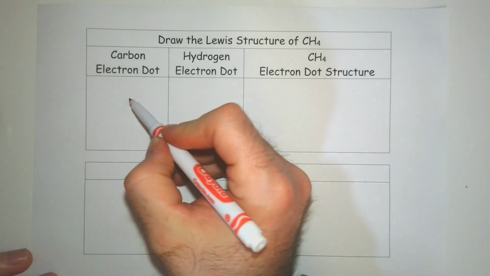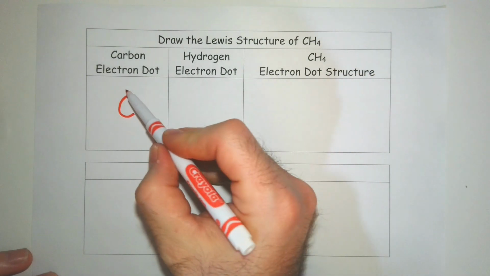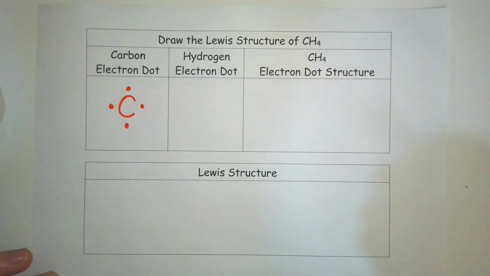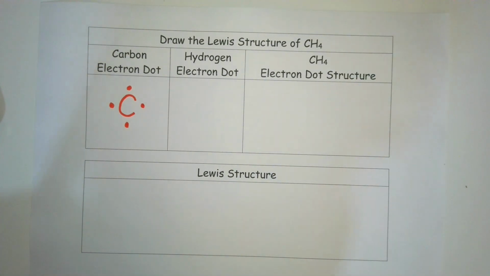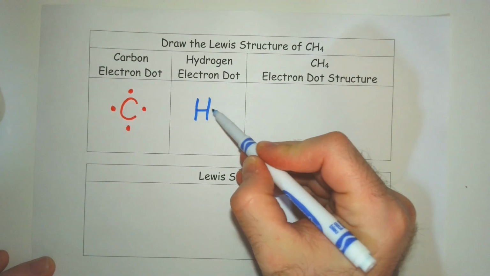Since carbon is a group 14 element, it is going to have 4 valence electrons. And so I'm going to go ahead and draw the electron dot notation. And remember that valence electrons will not start to pair until the 5th electron for electron dot notation. Doesn't apply here, but it's a good thing to know. Hydrogen is a group 1 element and it has 1 valence electron.